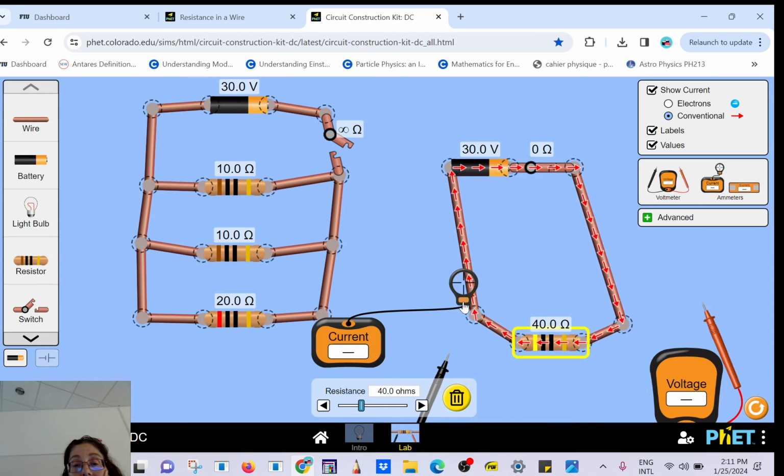Okay, let's measure here. What's the current? 0.75 amps. So that's the trick to find the current produced by the power supply. So this is not good. We don't do that in a house.